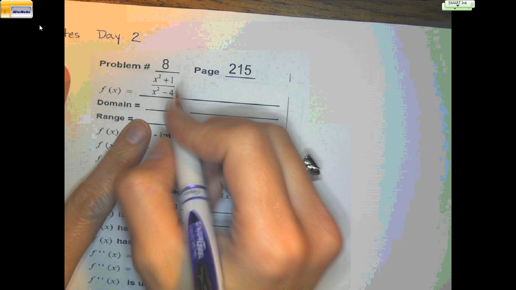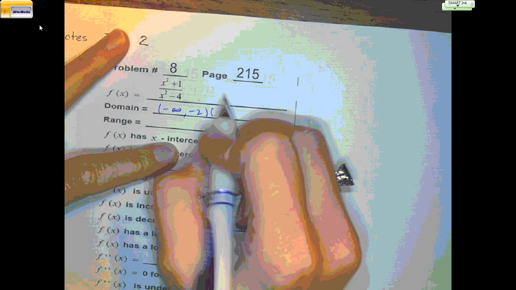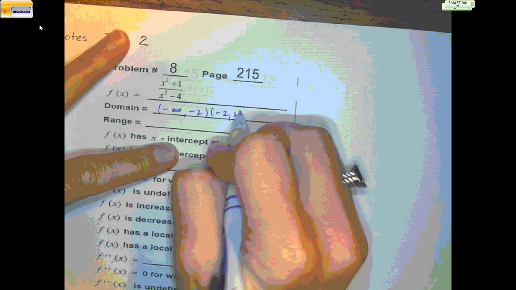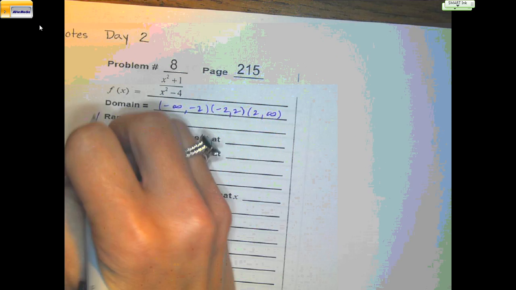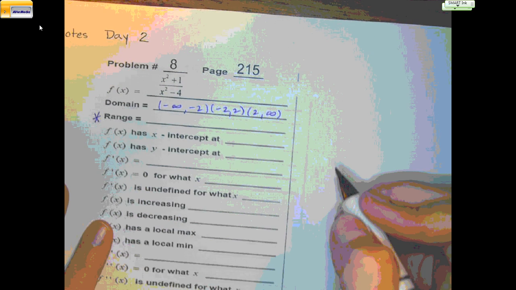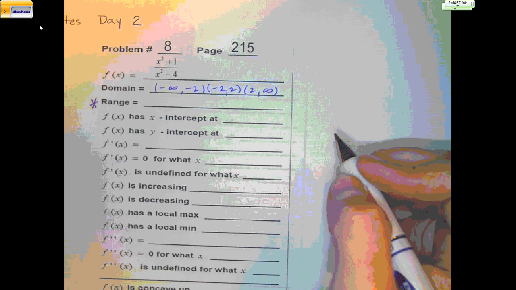So, domain, talking about x's. What can x not be? Positive and negative 2, right? So this domain goes from negative infinity to negative 2, and then it skips from negative 2 to positive 2, and then it picks up again at 2 to infinity. We save the range for the end, and you guys know I'm notorious for forgetting to go back and do the range, so help me remember.